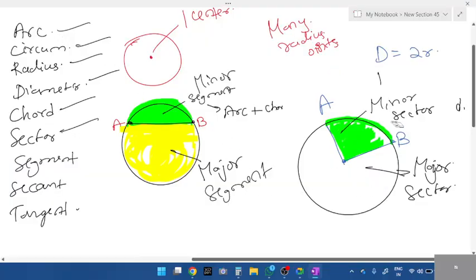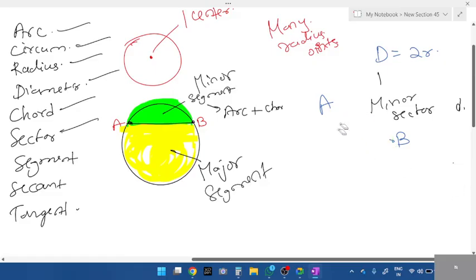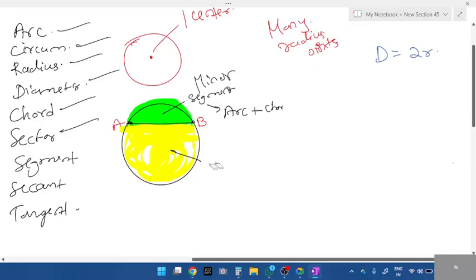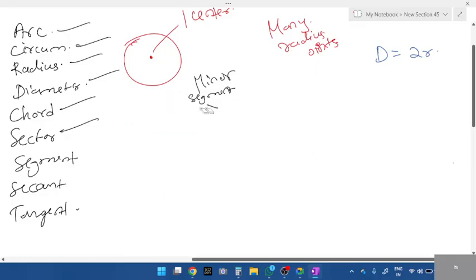Sector. This is for sector. Remember, R is given, students. In the word sector, last we have letter R. R stands for radius. Remember it like that. R meaning radius. Next.